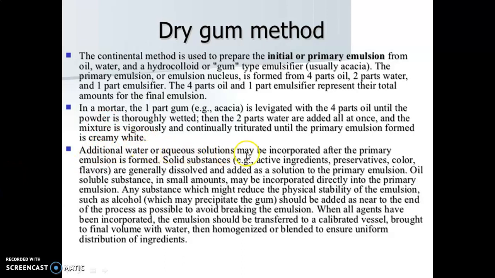Additional water or aqueous solutions may be incorporated after the primary emulsion is formed. Solid substances, for example active ingredients, preservatives, colors and flavors, are generally dissolved and added as a solution to the primary emulsion. Oil soluble substances in small amounts may be incorporated directly into the primary emulsion. Any substance which might reduce the physical stability of the emulsion, such as alcohol which may precipitate the gum, should be added as near to the end of the process as possible to avoid breaking the emulsion.